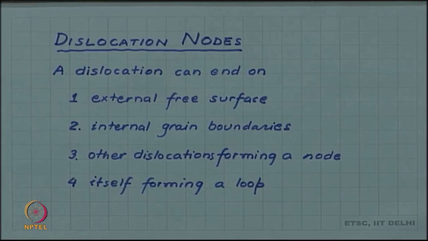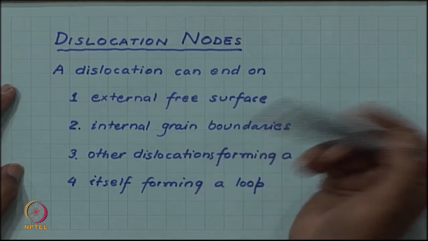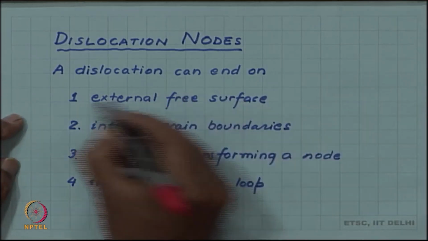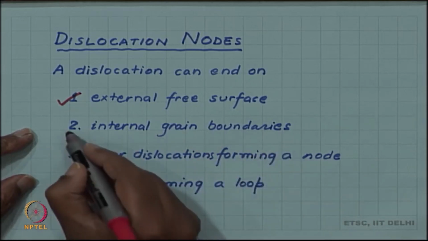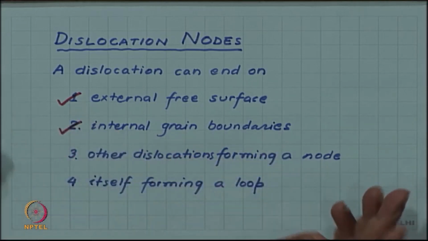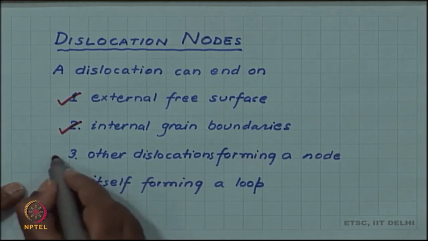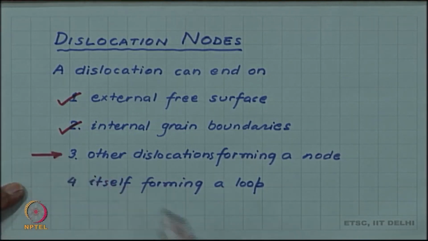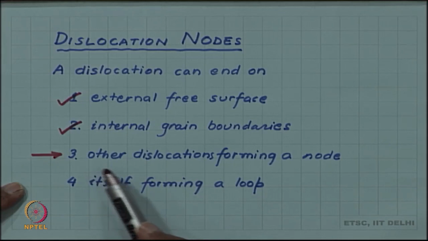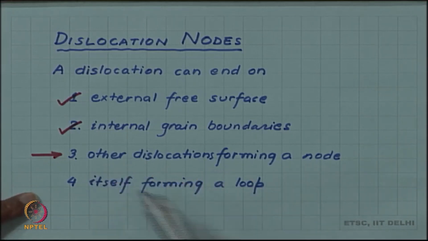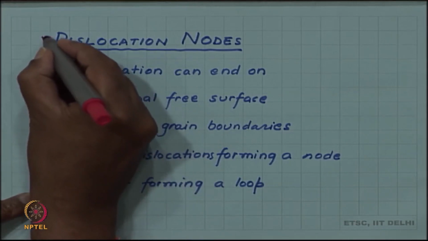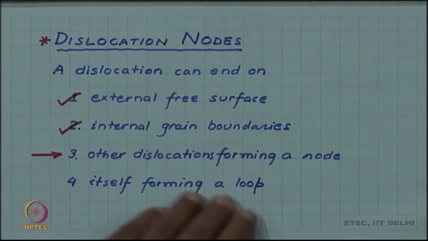So, we have seen that a dislocation cannot end abruptly inside a crystal, but it can do one of these things. It can end on an external free surface, we have looked at that, and it can end on an internal grain boundary. This we have also looked at. In this video, we will look at this option, which is that a dislocation line can end on other dislocations and form a node. So, this dislocation node is the topic of discussion now.